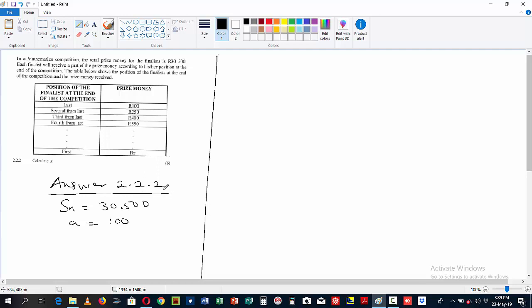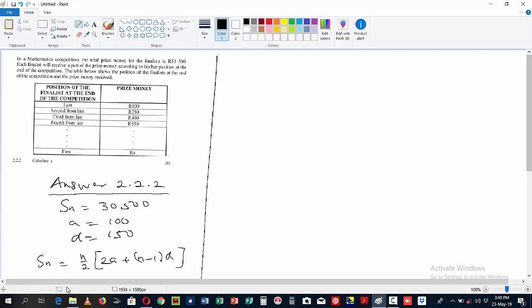From the given question, we are given Sn, which is the sum of n terms, equal to 30,500 rand. We are also given a, which is 100 rand, and d is equal to 150 rand. We need to use the sum of n terms of an arithmetic series: Sn is equal to n over 2 into 2a plus n minus 1 into d.